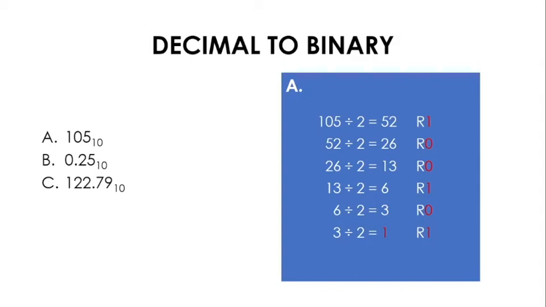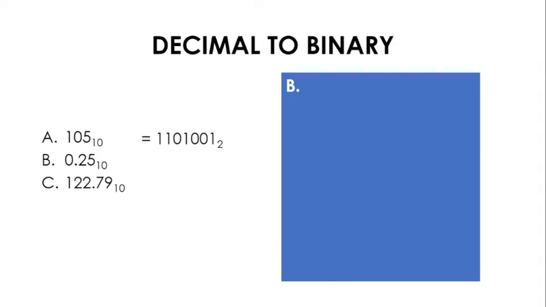In this case, the last equation is 3 divided by 2, which equals 1. 1 is less than 2, so we'll stop right here, and we will consider the final quotient as the most significant bit, or the bit that is located in the leftmost part of a binary number. After you reach the most significant bit, all you have to do is write the remainders from bottom to top. So the answer for the first example is 1101001. That is the binary equivalent of decimal 105.